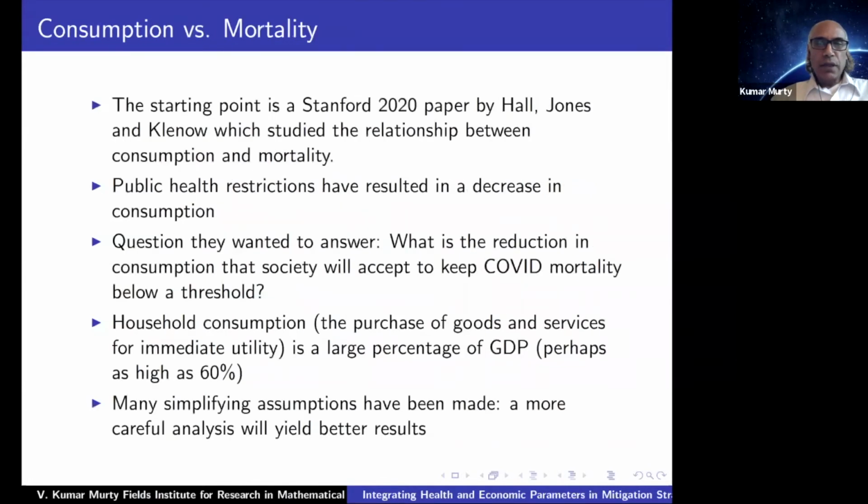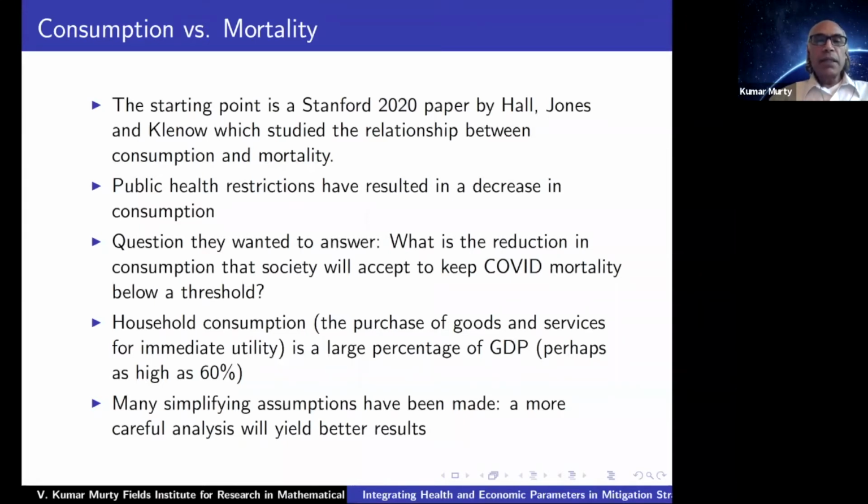Okay, so our starting point when we first started thinking about this was a Stanford paper by authors Hall, Jones, and Klenow. In that paper, what they were trying to do was study the relationship between consumption and mortality. So consumption is the act of individuals buying things, goods and services, for their own utility. In other words, it's different from spending money to invest in something. It's something I buy to use. So they wanted to study the relationship between consumption and mortality in the pandemic.